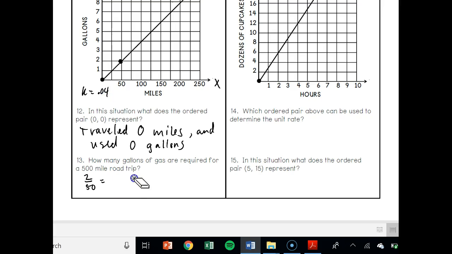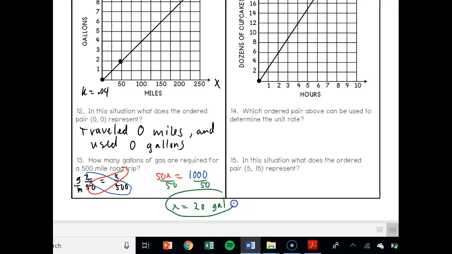Or I could say, hey, 2 over 50, if this is gallons over miles, 2 over 50 is equal to x over 500, right? So 2 times 500, that's 1,000. And then 50 times x, that's 50x. So 50x equals 1,000. And then I just divide by 50 to solve, right? Divide by 50, divide by 50. x is equal to 20 gallons.